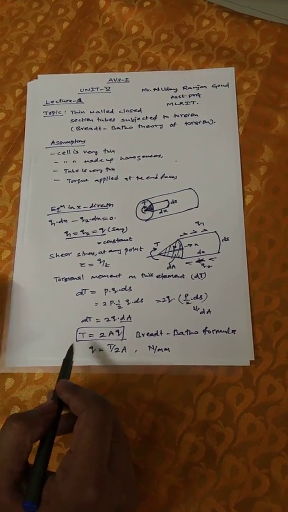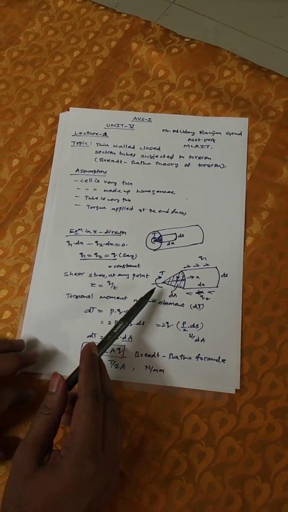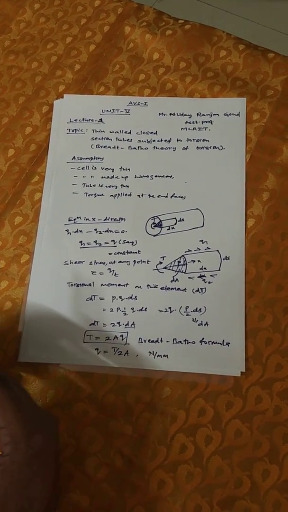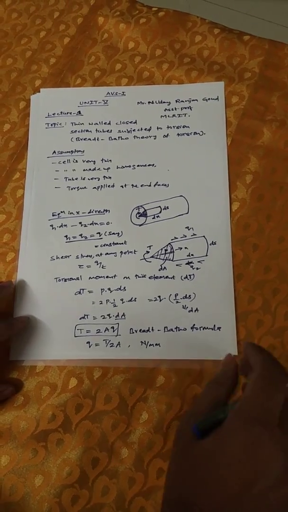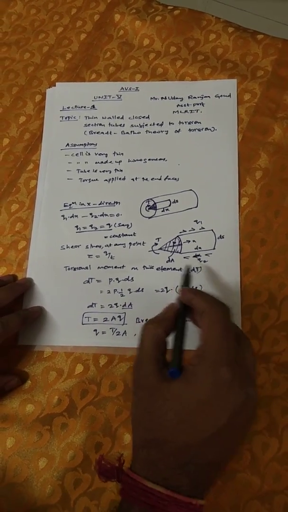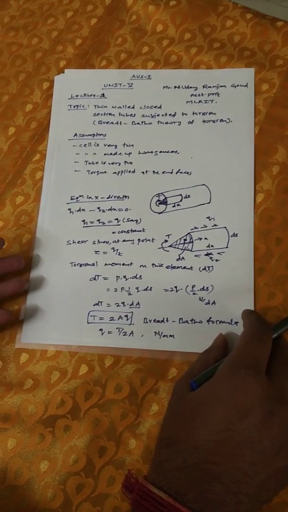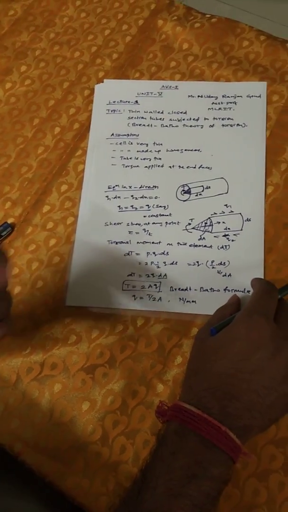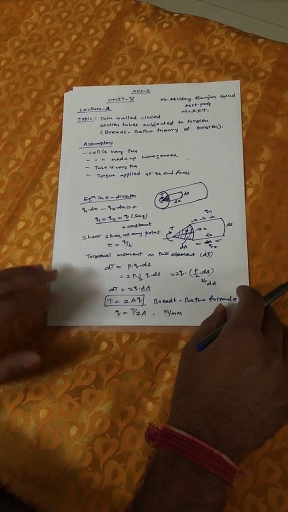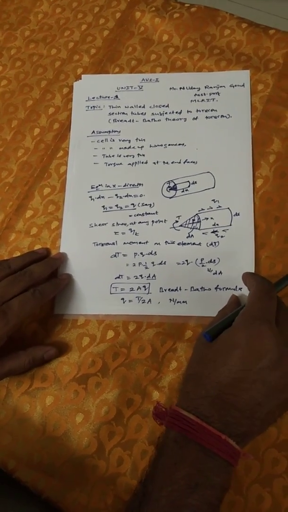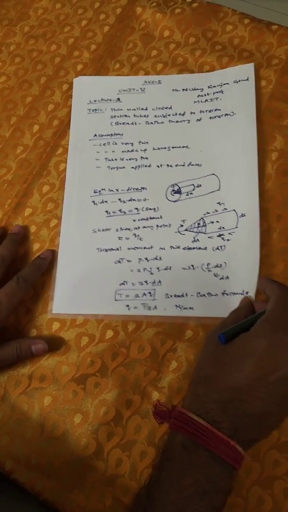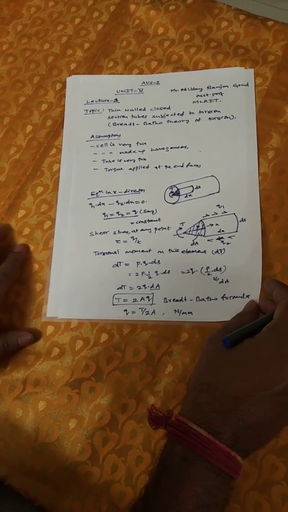Okay, so once we get the torque formula here, our next point is to get the rate of twist, because as we applied the torque T over here, the cell is going to twist. So we need to find out what the rate of twist is for this single cell tube. We are dealing with only one cell. In the further classes we are going to get 2 cell and 3 cell tubes also, but here we are doing only the single cell tube. Okay, so let's go on doing that rate of twist.